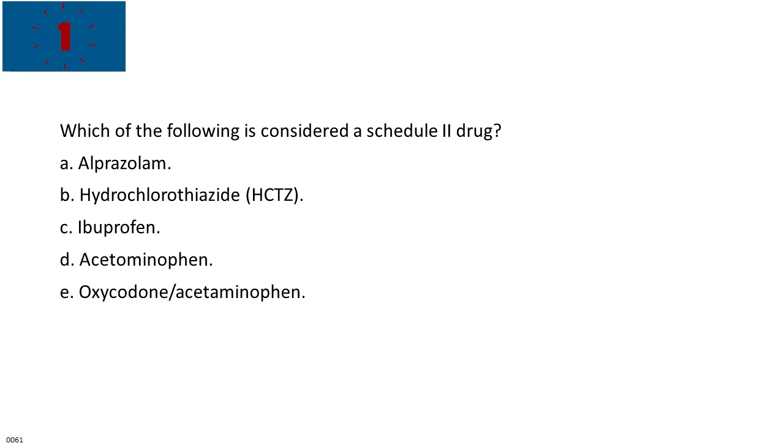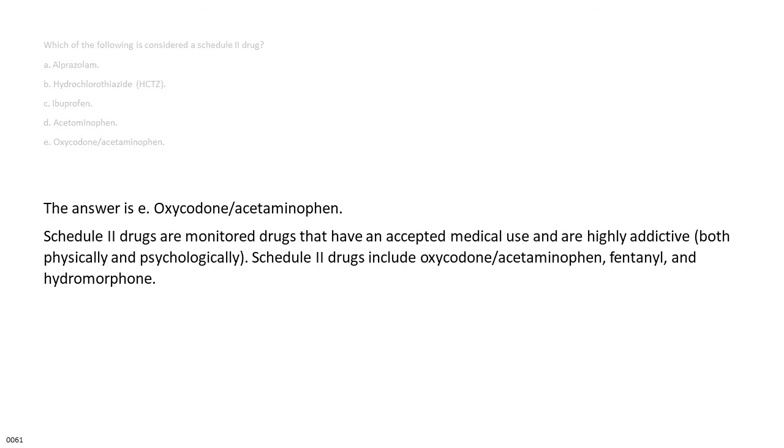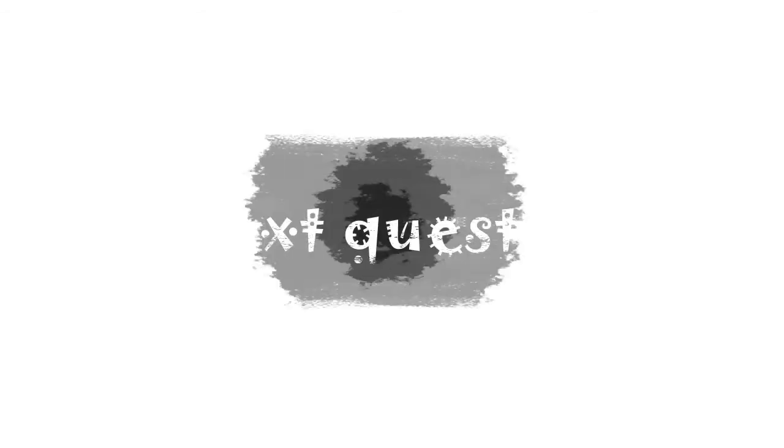The answer is E. Oxycodone, acetaminophen. Schedule II drugs are monitored drugs that have an accepted medical use and are highly addictive, both physically and psychologically. Schedule II drugs include oxycodone, acetaminophen, fentanyl, and hydromorphone.